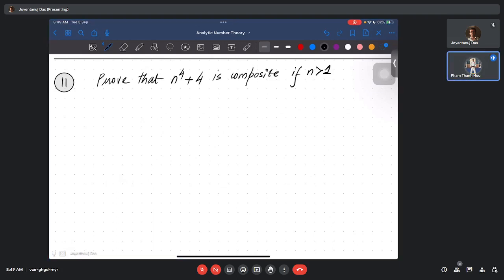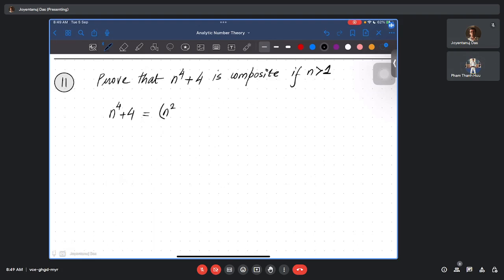So the thing is, we will try to factorize it. We'll add and subtract some quantity so that I get some factorization, right? So this n power 4 plus 4, I can write as (n square) whole square plus 2 square, right?